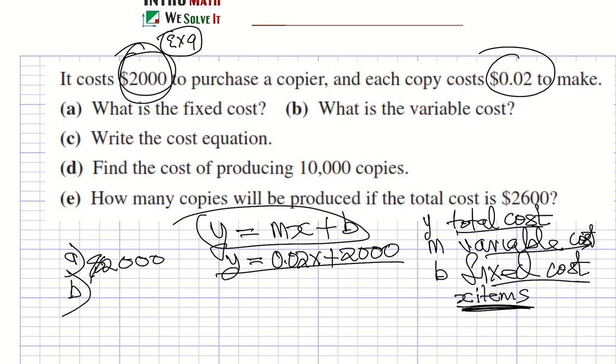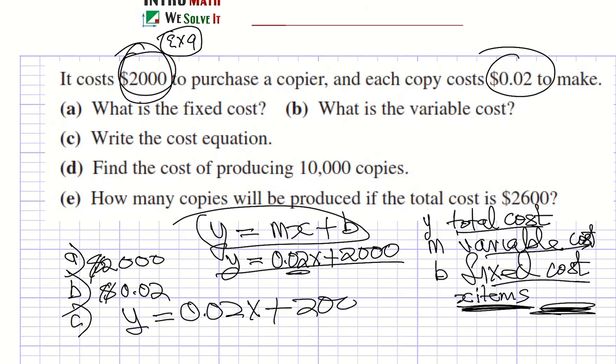Then you say B. What is the variable cost? The variable cost we know is right there. It's 0.02. Right? That's the variable cost based on what we learned from the previous problem, okay? And based on what we define here. And then it says write the cost equation. We already did that. The cost equation is y equals 0.02x plus 2000. Basically, we'll model that equation right there. We'll use it to solve this particular problem. That's all.